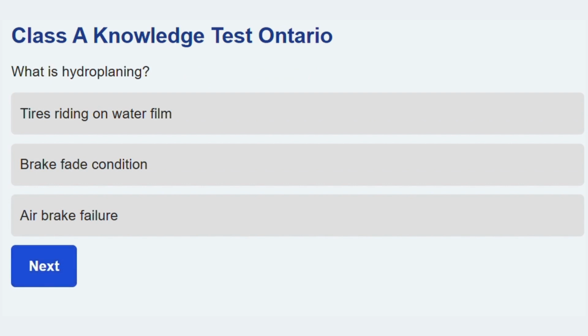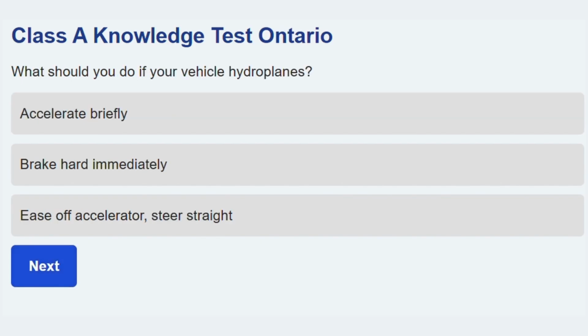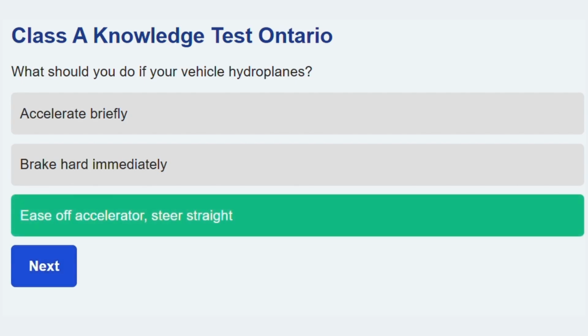Continuing, what is hydroplaning? Tires riding on water film. Causes loss of traction and control. Here's another. What should you do if your vehicle hydroplanes? Ease off accelerator, steer straight. Allows tires to regain road contact.